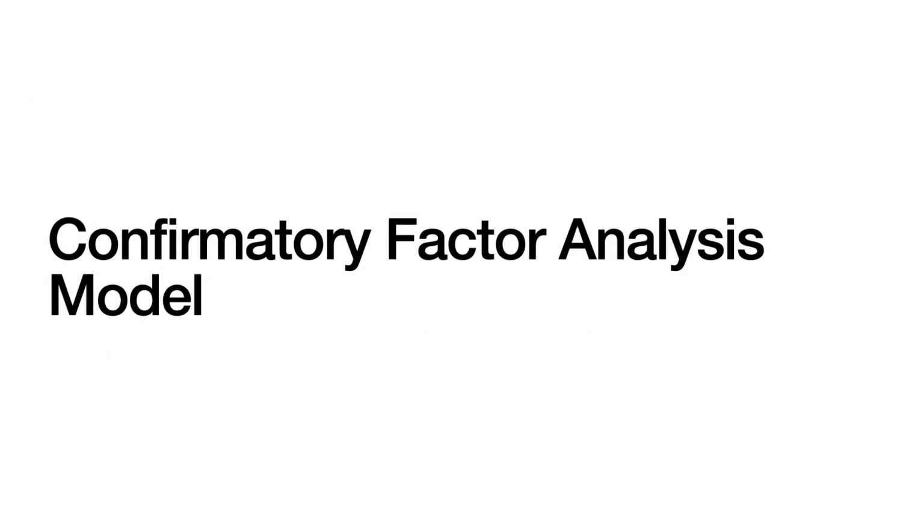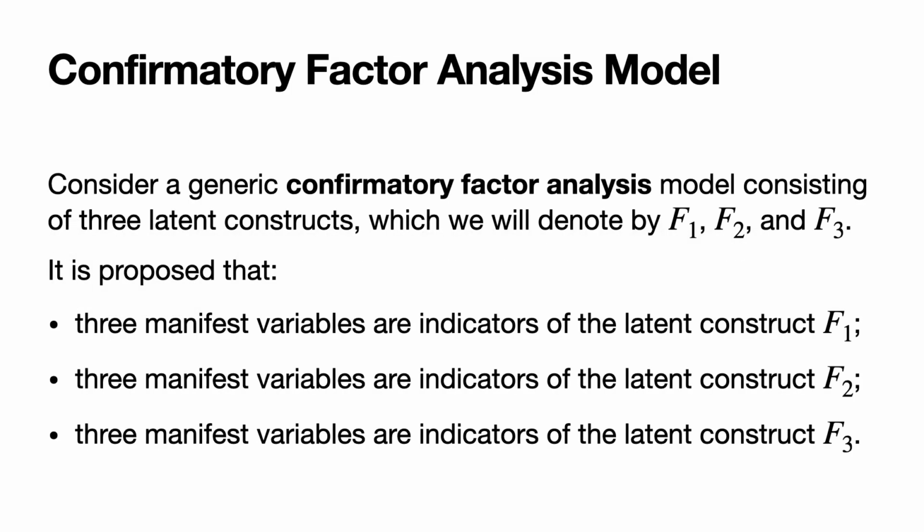So let's first describe the context that we'll be working in, a confirmatory factor analysis model. Consider a generic confirmatory factor analysis model consisting of three latent constructs, which we will denote by F1, F2, and F3. It's proposed that three manifest variables are indicators of the latent construct F1, three manifest variables are indicators of the latent construct F2, and three manifest variables are indicators of the latent construct F3.